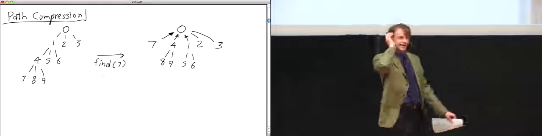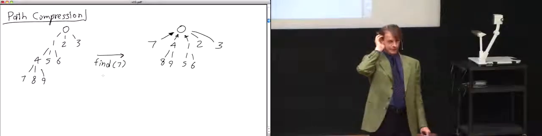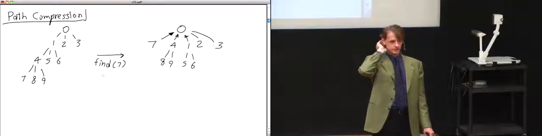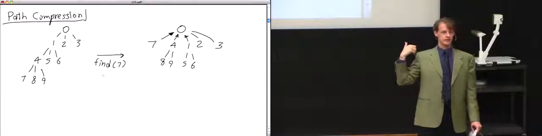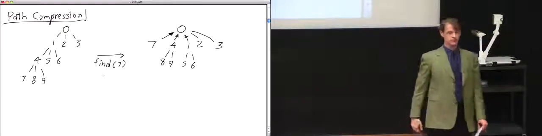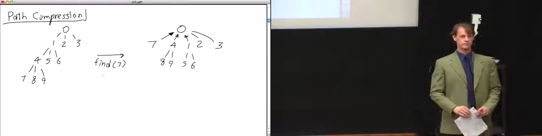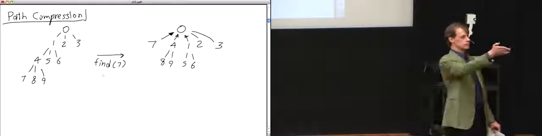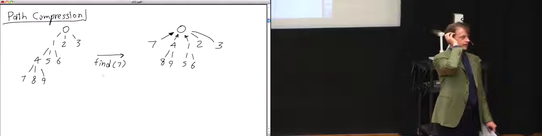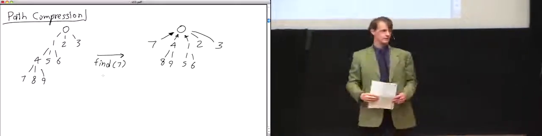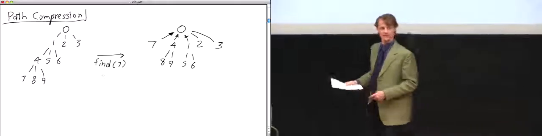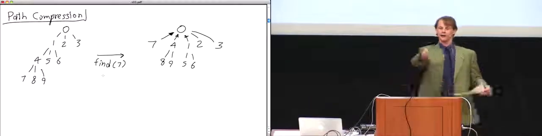Mr. Green Shirt over here. This permanently changes the tree in the find method. So once I've done this find, the tree is forever modified. Question? Okay. If it comes back to you, let me know. Over here.